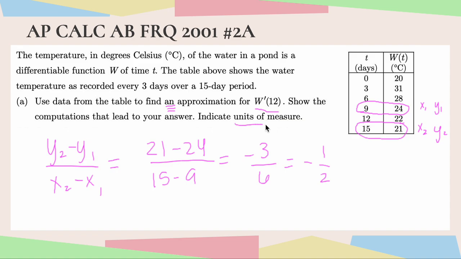Now I have to remember to indicate units of measure. So in this case, my output value or my y value here, or W of t, is in degrees Celsius. So you could think of the numerator as being in degrees Celsius. And then my denominator is in days, right? Or my x value or my input value. So this is going to be negative 1/2 degrees Celsius per day.